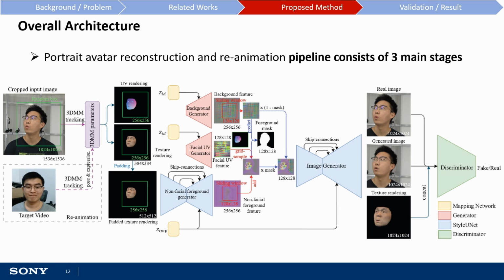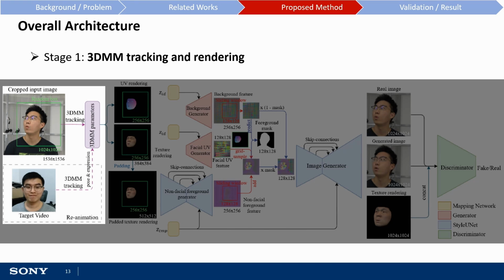So moving on to the overall architecture proposed in the StyleAvatar paper, the pipeline consists of three main stages. Stage 1, 3D tracking and rendering. So they perform 3D tracking to generate synthetic renderings with both predicted texture and UV coordinate vertex textures.